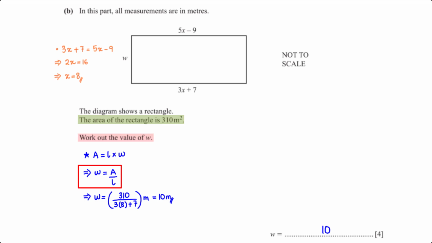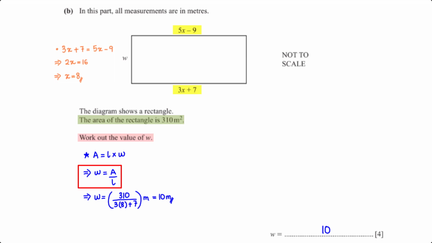The length of the rectangle has been given as 5x minus 9 and 3x plus 7. This means 5x minus 9 should be equal to 3x plus 7. When we group like terms, we get 2x equals 16. And when we divide both sides by 2, we get x equals 8.